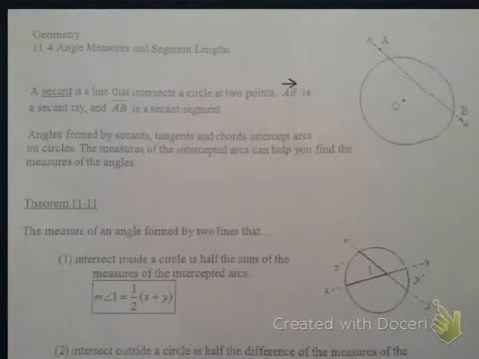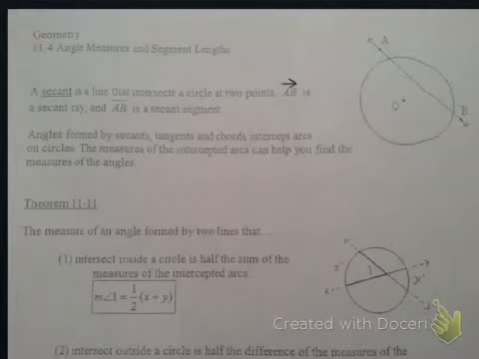Okay, in this video we're going to talk about how to use segments and lines that intersect in and around circles to solve for missing segment lengths and angle measures. Let's start off with a definition of a secant line. A secant is a line that intersects a circle at two points.